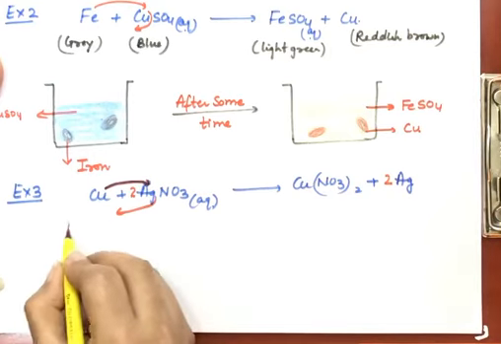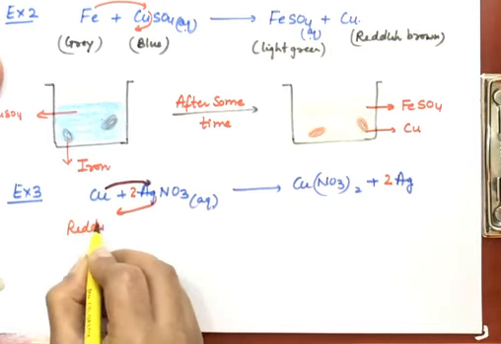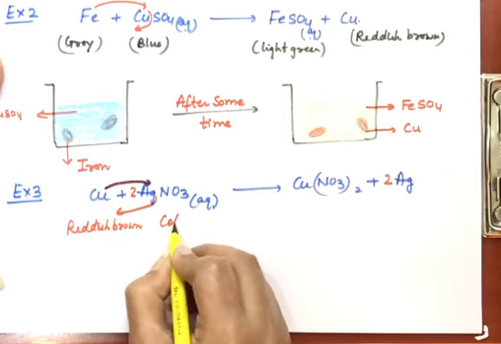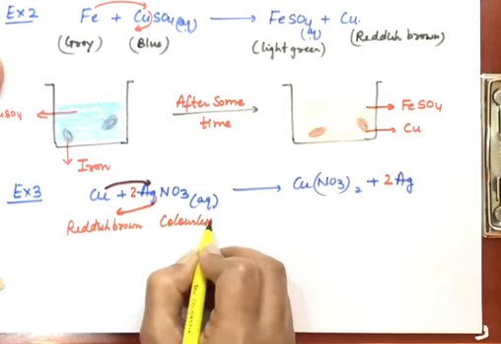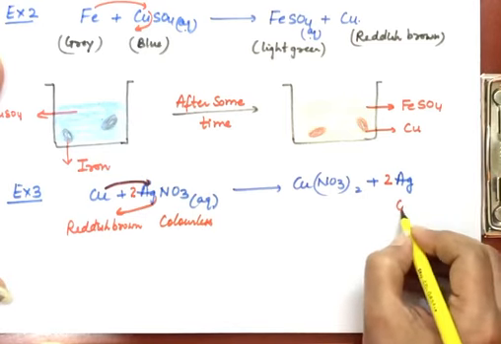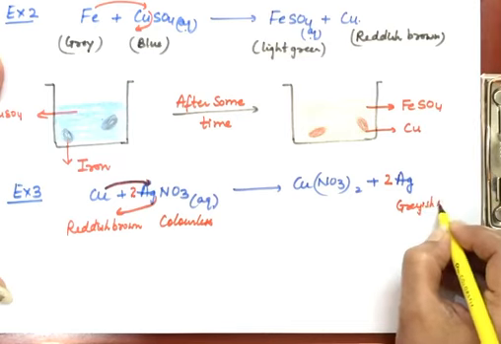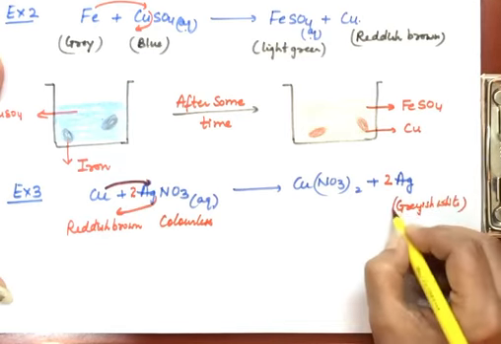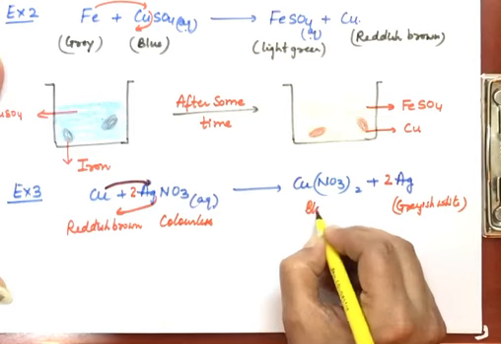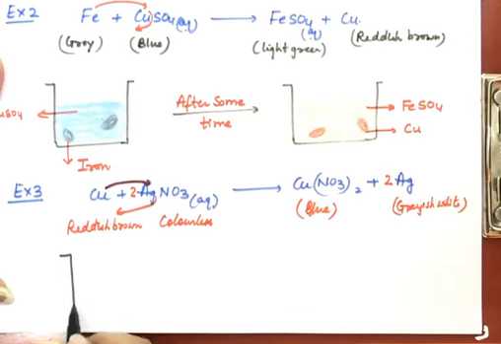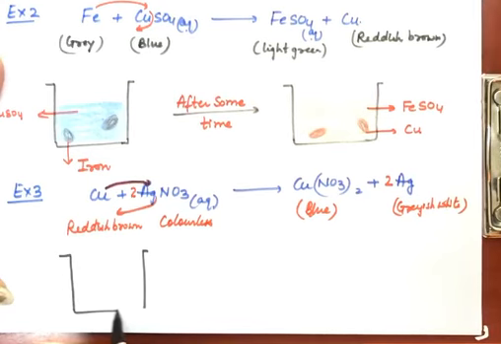Color of copper we know is reddish brown. And silver nitrate solution is approximately colorless. Silver is silver in color, so you can write grayish white color metal. And copper nitrate, like copper sulfate, is blue in color. So the changes here are, initially we have a colorless solution.